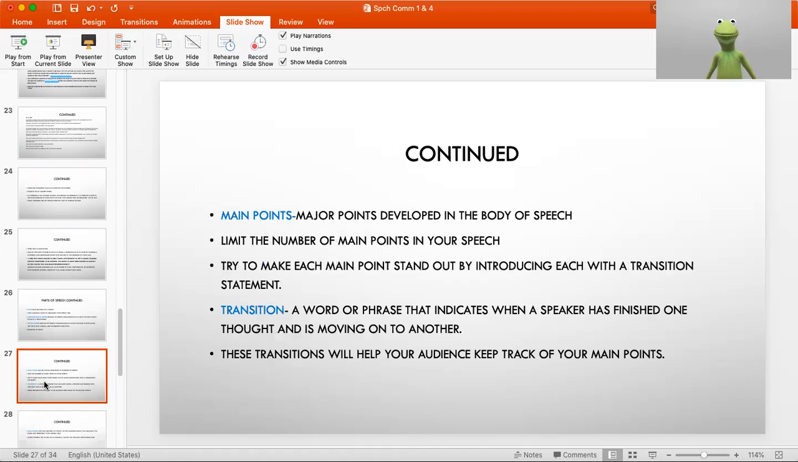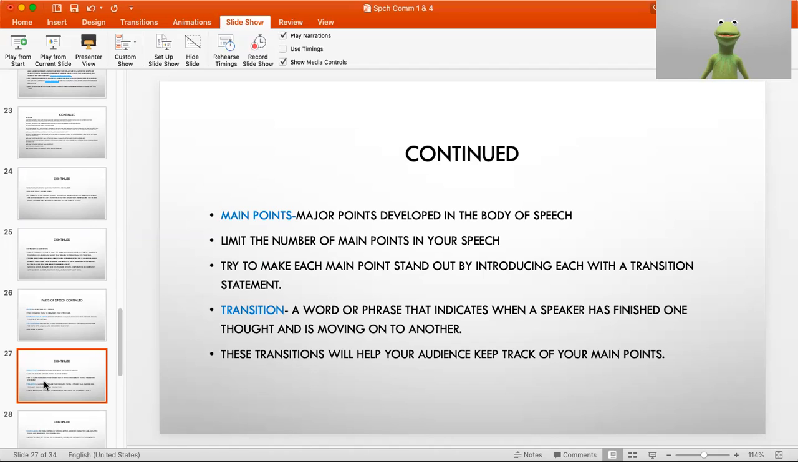So when you come up with a topic, you're going to be dividing it into your main points. You want to limit the number of main points in your speech just because you are going to have specific time allotted depending on where you do your speech or why. But you don't want to do too many points that you don't have enough time to cover each. You want to try to make each main point stand out by introducing them with a transition statement. So the common amount of points you would want is 1 to 2. Now those are your main points.